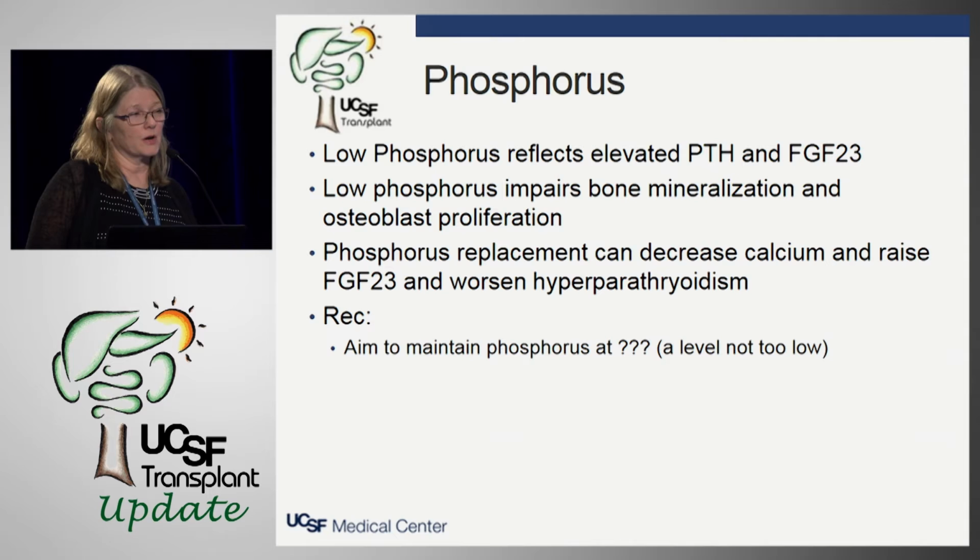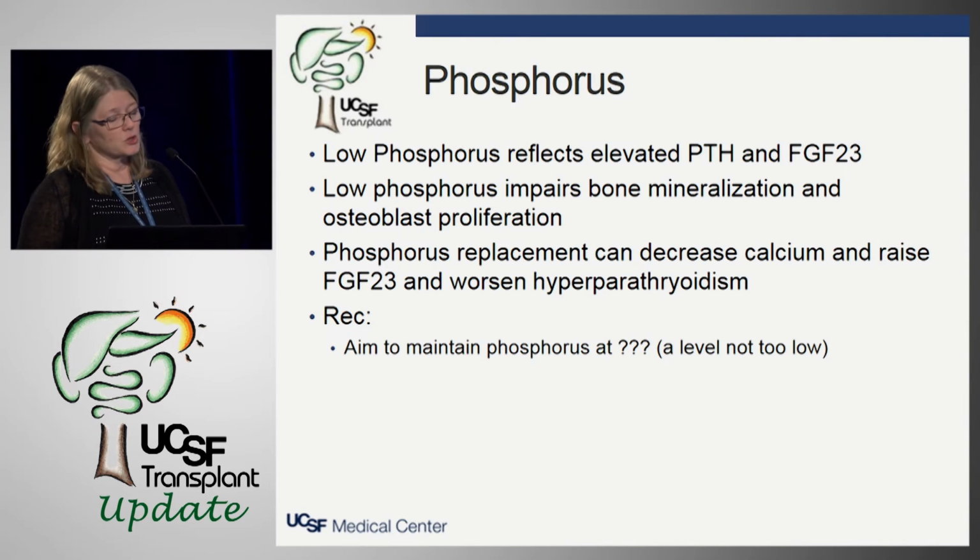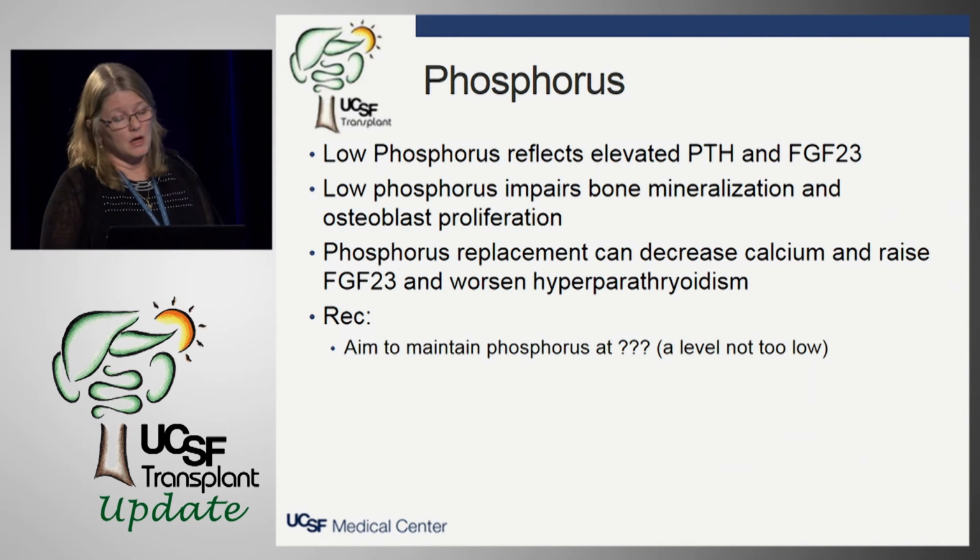Most of our patients run phosphorus levels in the 1.6 to 2 range, which is low. Low phosphorus does affect PTH and FGF23. It impairs bone mineralization and osteoblast proliferation. Replacement can decrease calcium and raise FGF23 and worsen hyperparathyroidism if we over-replace, which is why I'm big on trying to supplement with diet. What is the recommendation?